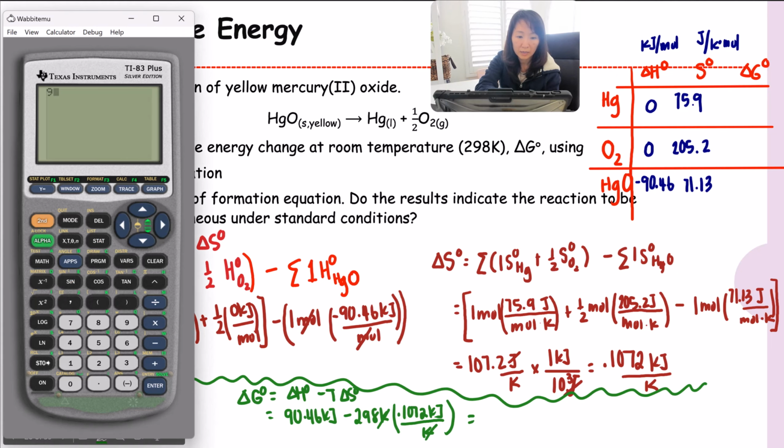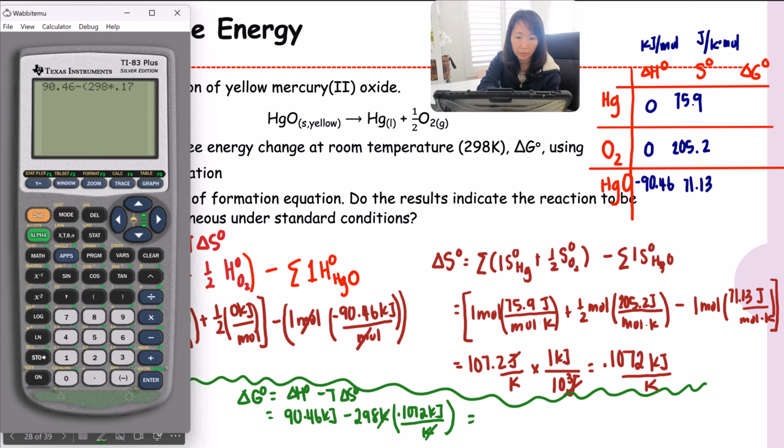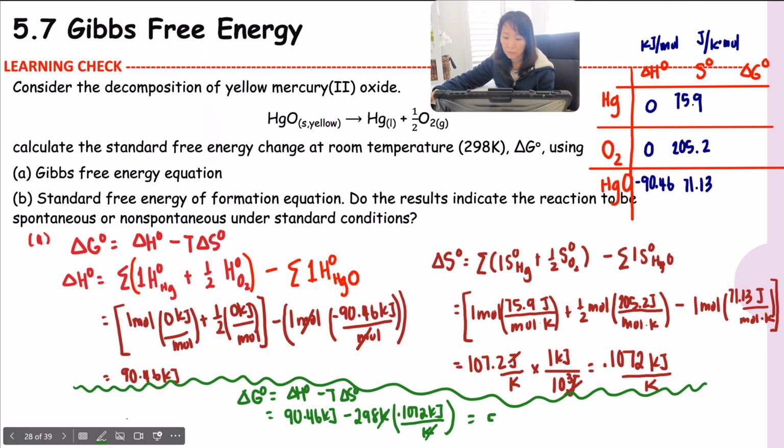So I have my 90.46 minus the 298 times the 0.1072. Hit enter, then I get 58.51 kilojoules. So 58.51 kilojoules. And what does that say about the spontaneity? Since it's a positive value, this is non-spontaneous.